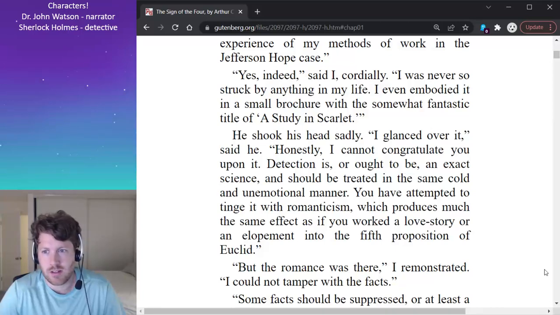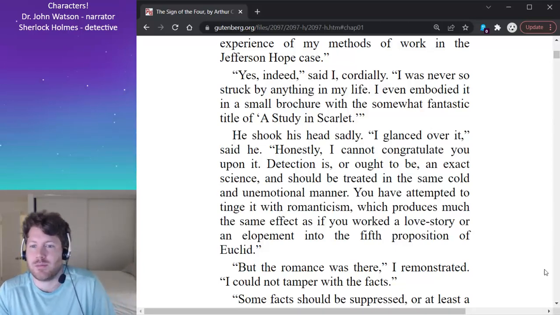He shook his head sadly. "I glanced over it," said he. "Honestly, I cannot congratulate you upon it. Detection is, or ought to be, an exact science, and should be treated in the same cold and unemotional manner. You have attempted to tinge it with romanticism, which produces much the same effect as if you worked a love story or an elopement into the fifth proposition of Euclid."